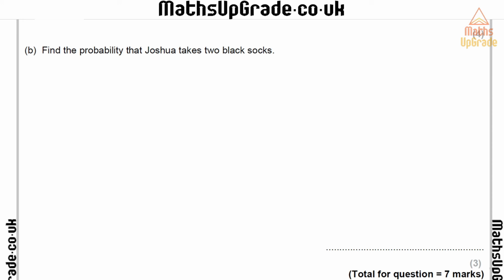In part B, I need to find the probability that Josh takes 2 black socks, and this is for 3 marks. So essentially I need to find the value of y, since y is a number of black socks.